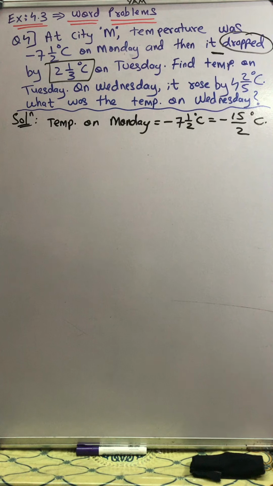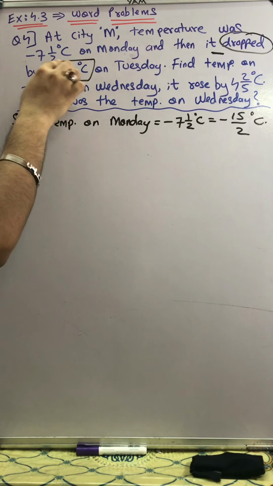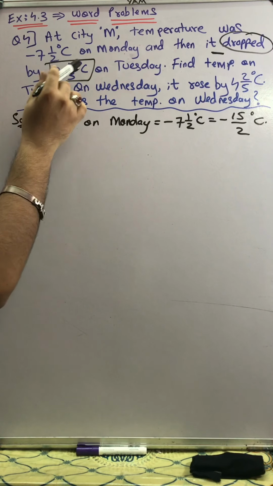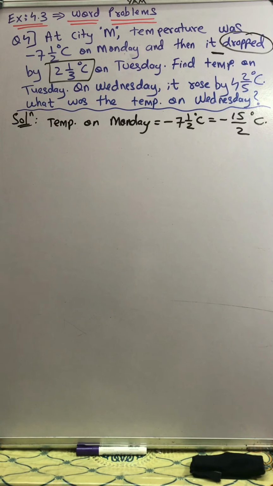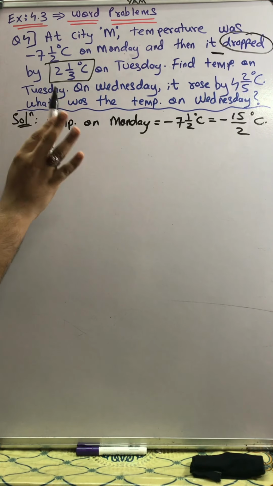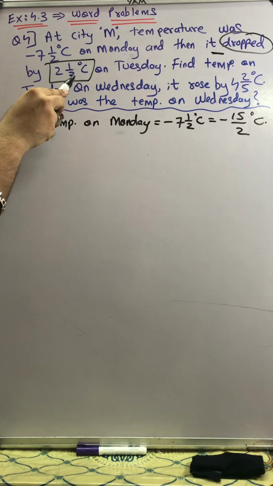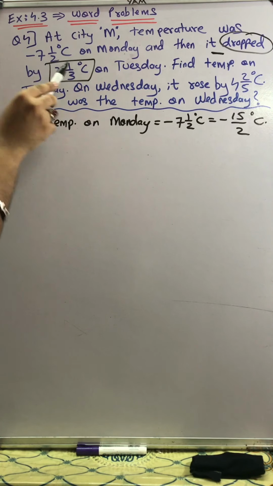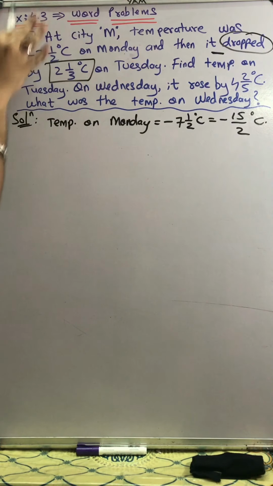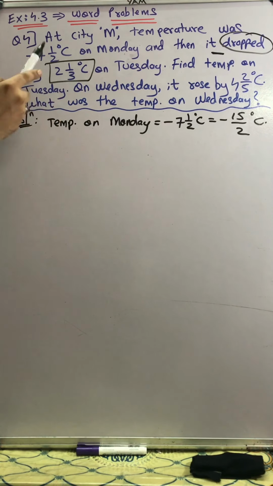See students, there is a difference between it got converted to 2 1/3 degrees Celsius and it dropped by 2 1/3 degrees Celsius. It is not given over here that it got converted to 2 1/3 degrees Celsius. Temperature did not become this. Temperature dropped by 2 1/3 degrees Celsius from the original temperature -7 1/2 degrees Celsius.